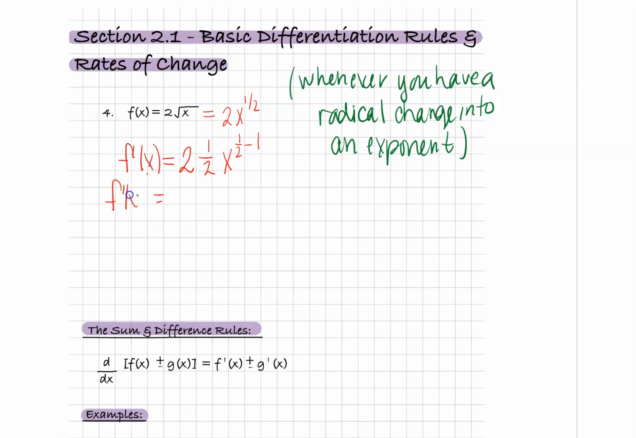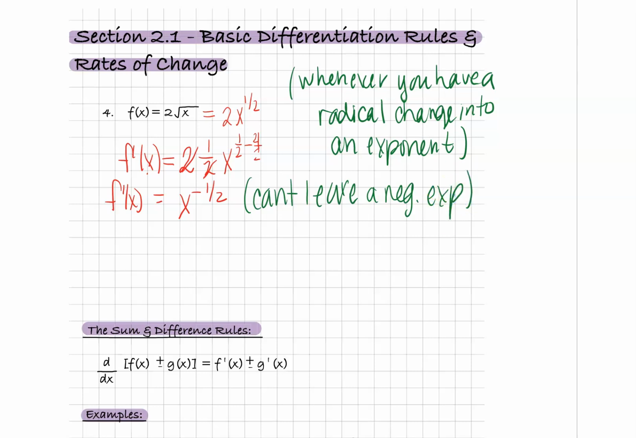So cleaning this up, these 2's would cancel. So we get x to the 1/2 minus 1. That's like a minus 2 over 2. So I have a negative 1/2. I told you, negatives and fractions are going to trip you up, and this has both in it. And so again, I can't leave a negative exponent. So I'm going to have to do a little bit more algebra.